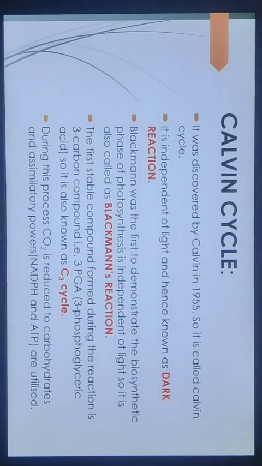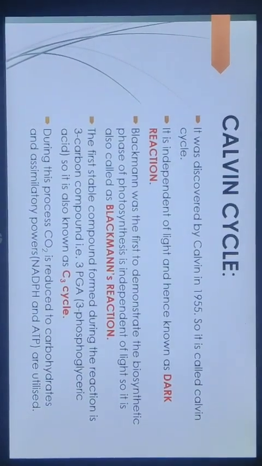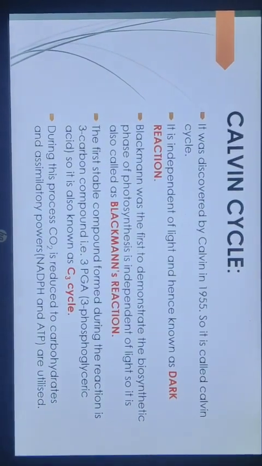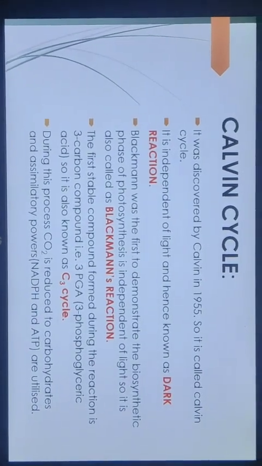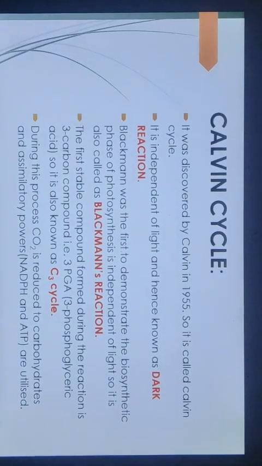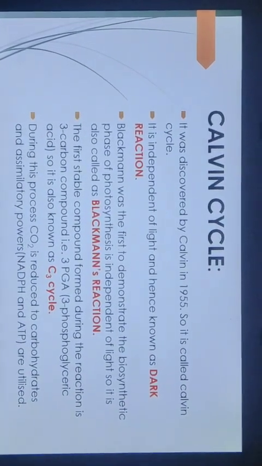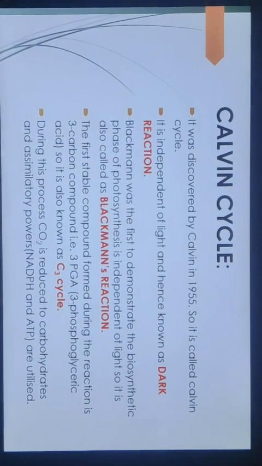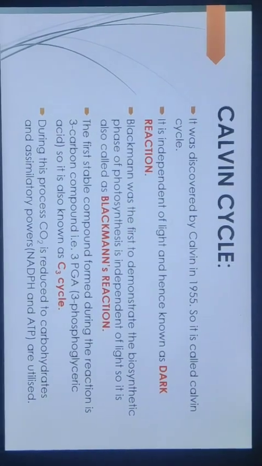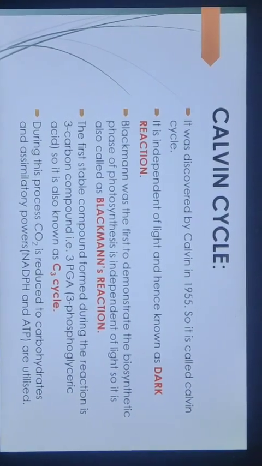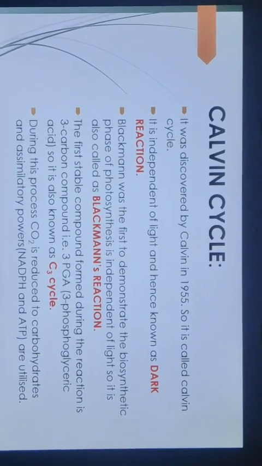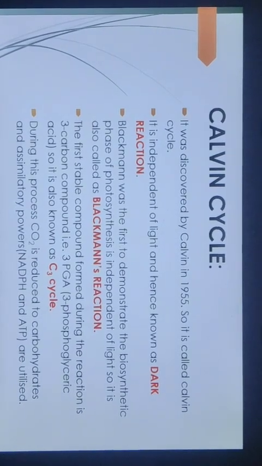Now, let's start with the Calvin cycle. First of all, who discovered the Calvin cycle? We must know it was discovered by Calvin in the year 1955, hence it is named the Calvin cycle. It is independent of light and hence also known as the dark reaction. Blackman was the scientist who was first to demonstrate the biosynthetic phase of photosynthesis, which is independent of light, so it is also called Blackman's reaction.